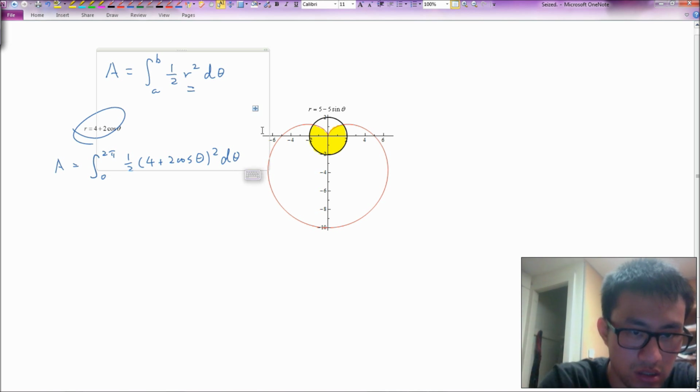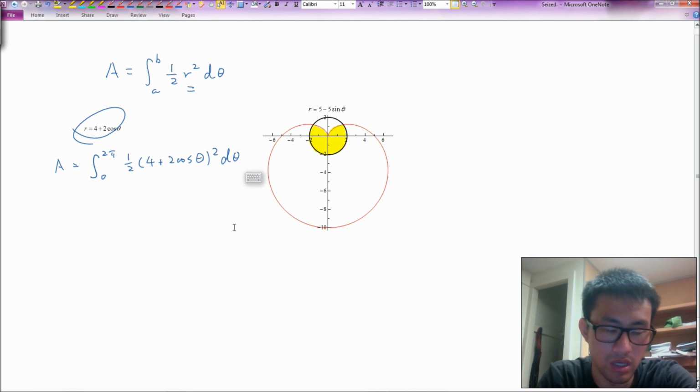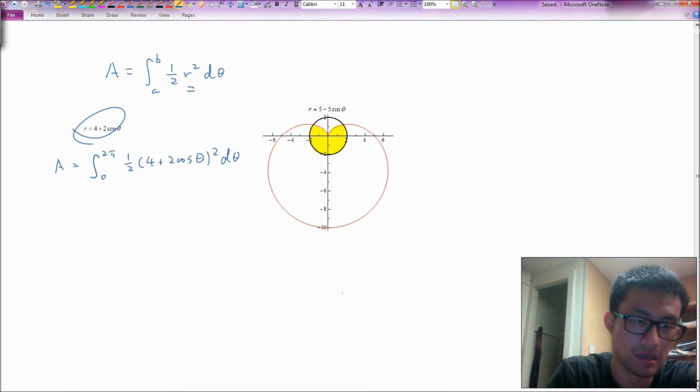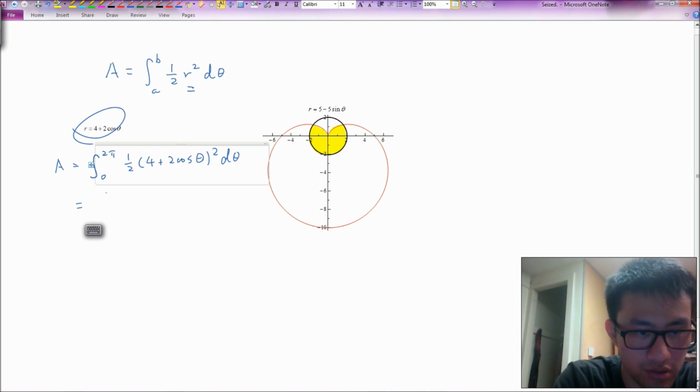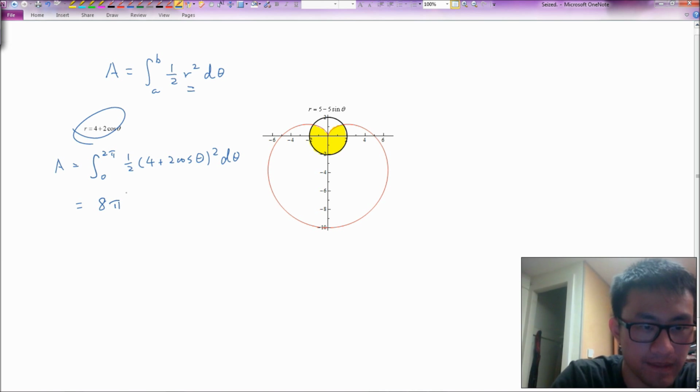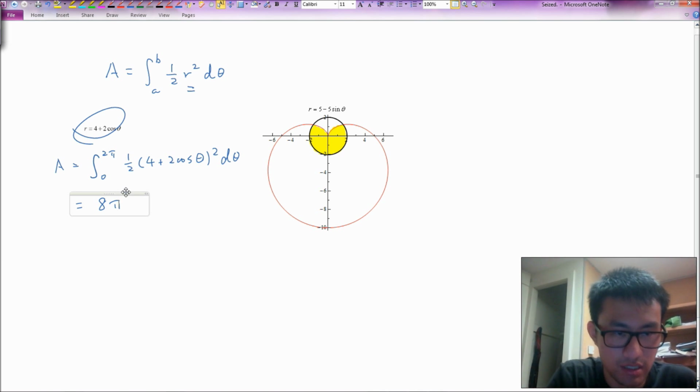Normally in an AP Calculus BC test, these kinds of questions are calculator allowed. So you just plug it into a calculator and you'll get the answer, 8 pi. Okay, this is an easy example.